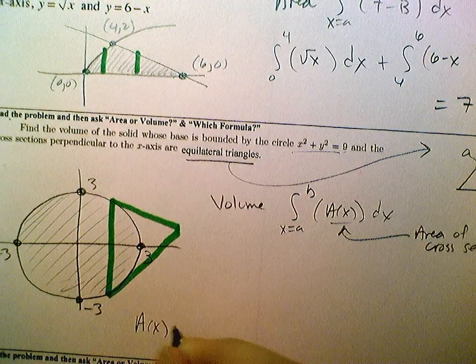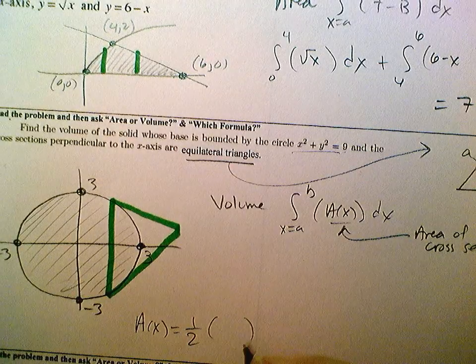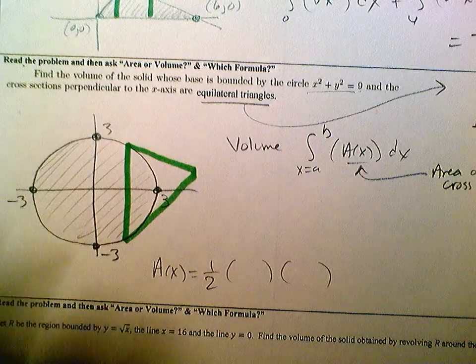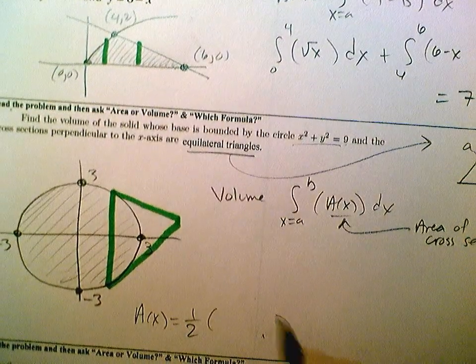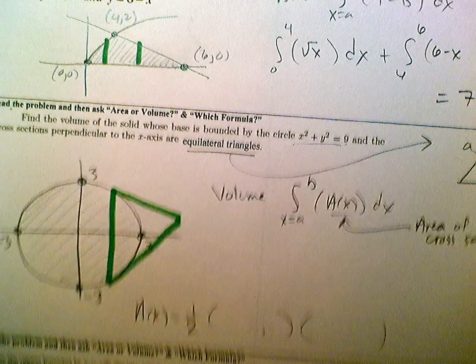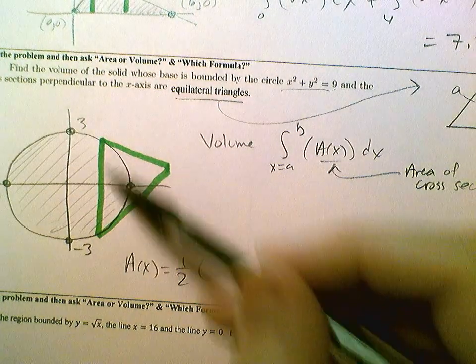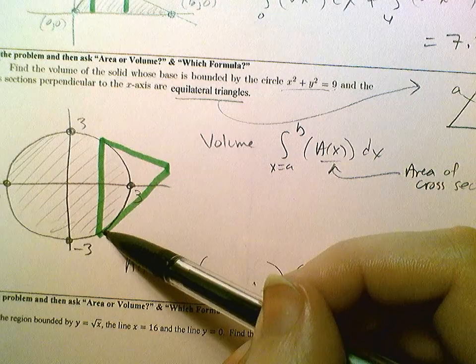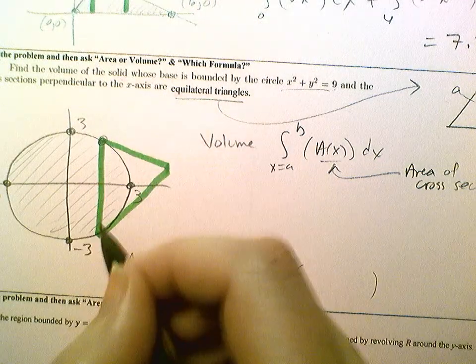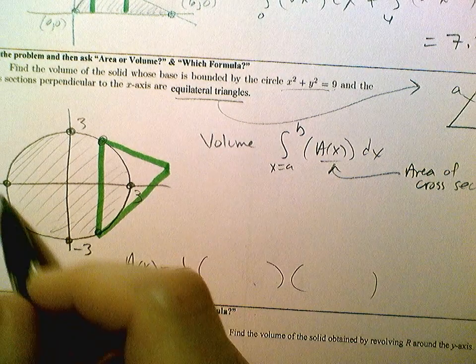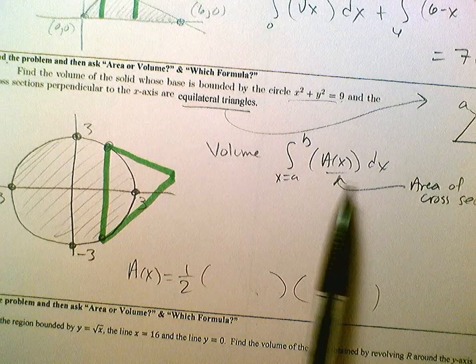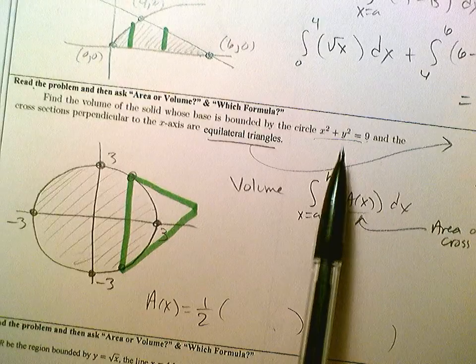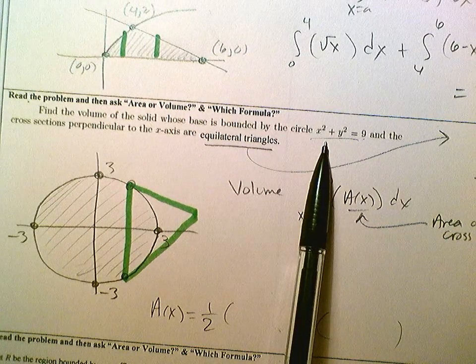A of x is going to be equal to 1/2 base times height. Let me leave more room for my base and height because it's a triangle. This is the base. It's vertical, so you do top minus bottom. So I got to do the top half of the circle minus the bottom half of the circle. And also I need everything in terms of x. So if I solve for y, I'll have that.